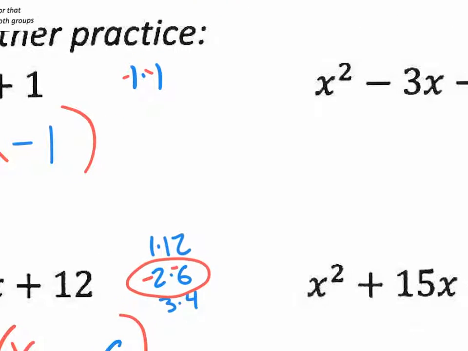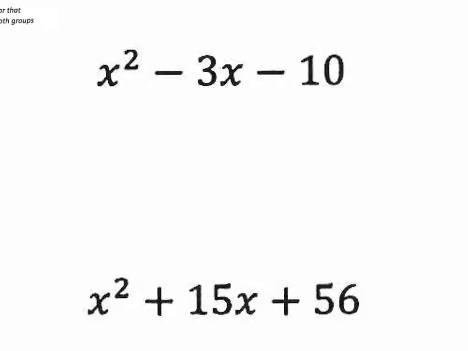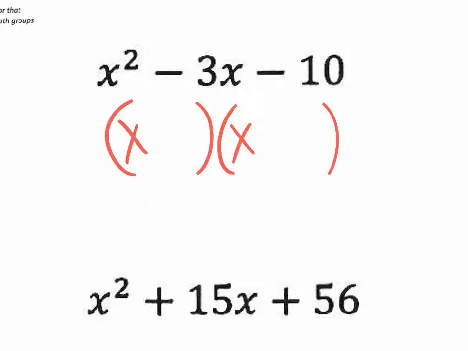Let's try another. Up here. Answer format. Is it not factorable? If you're not sure, make a list. How could you get 10 or negative 10? Negative 1 times 10, negative 2 times 5, and that's it.